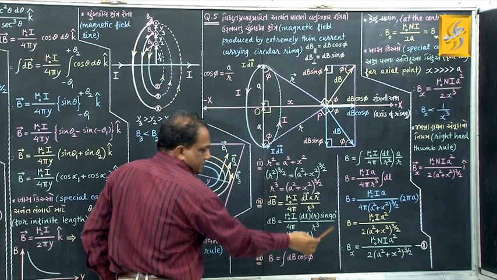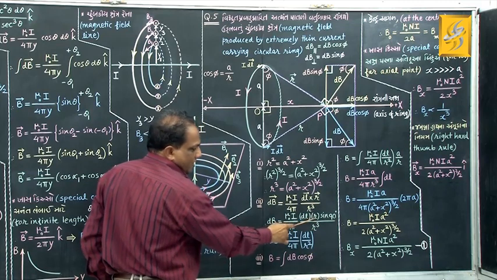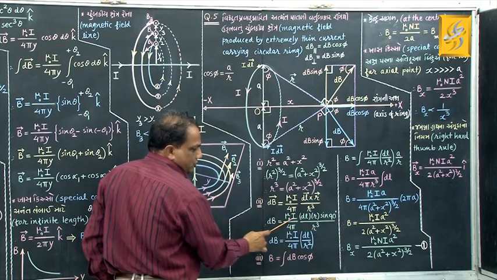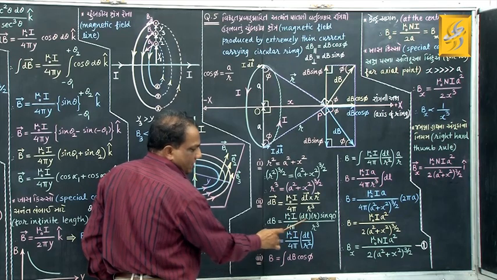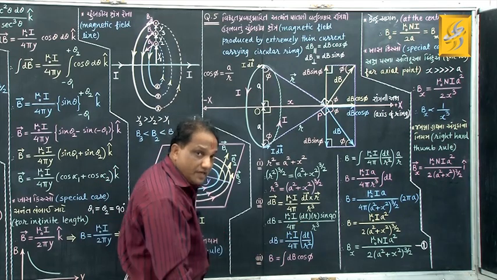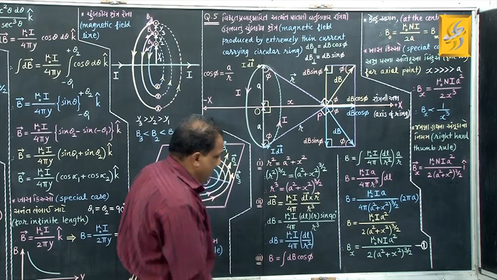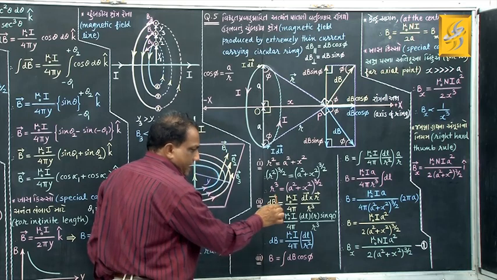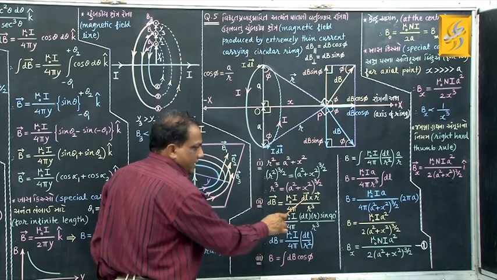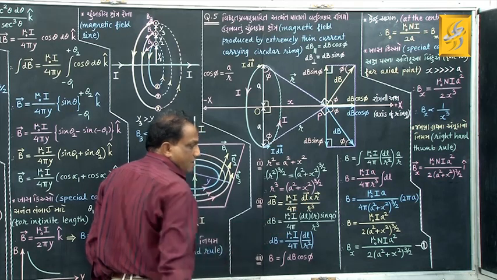Upon r cube as it is, come on, simplify. One r will get cancelled, giving you mu 0 I upon 4 pi into dl upon r square. Correct? Now let me find out direction of vector dB. Direction of vector dB, meaning thereby direction of vector dl cross vector r.